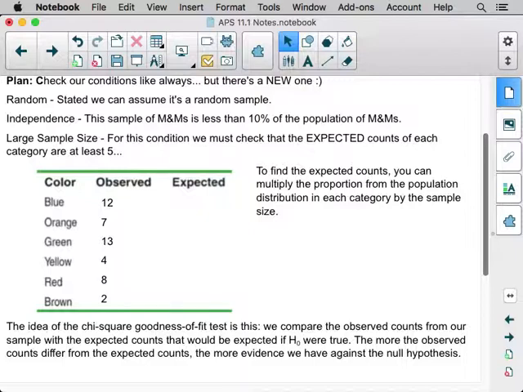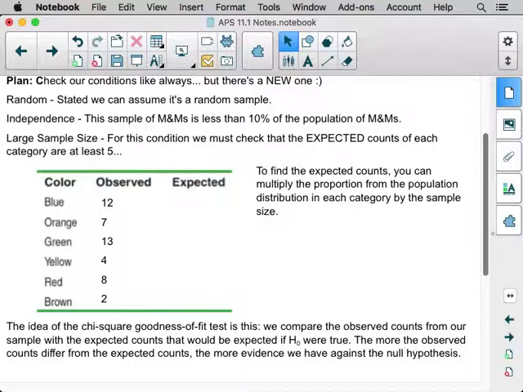Okay, what should we have gotten? And we need every one of those to be at least 5. Okay, so again, just a slight adjustment. Instead of normality, this is what we need to check for the final condition. All right, so let's talk about how to get those expected counts. All right, so looking at blue, okay?